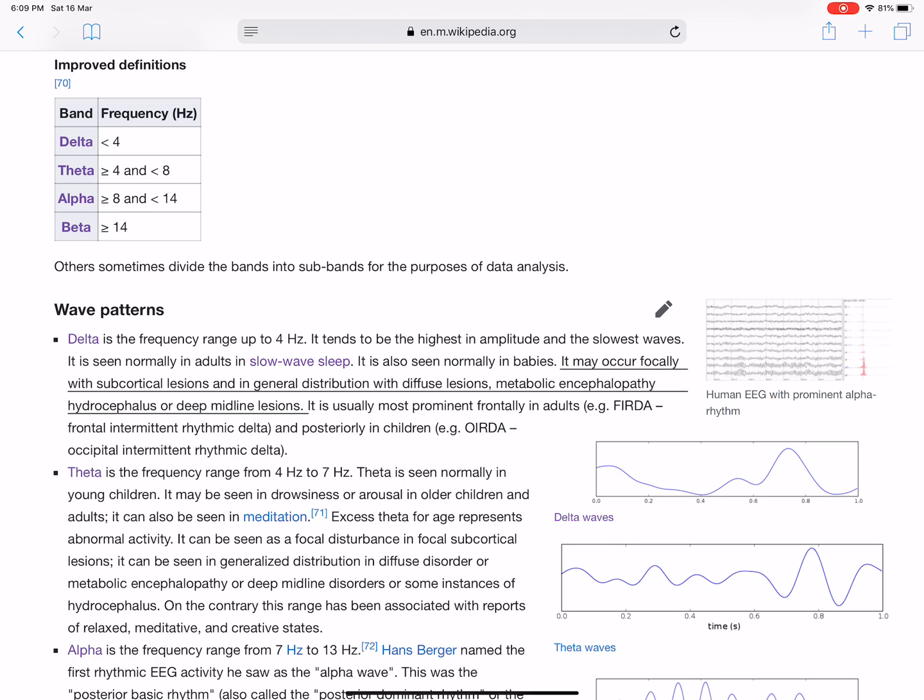lesions. It is usually most prominent frontally in adults, e.g. fIRDA, frontal intermittent rhythmic delta, and posteriorly in children, e.g. OIRDA, occipital intermittent rhythmic delta.